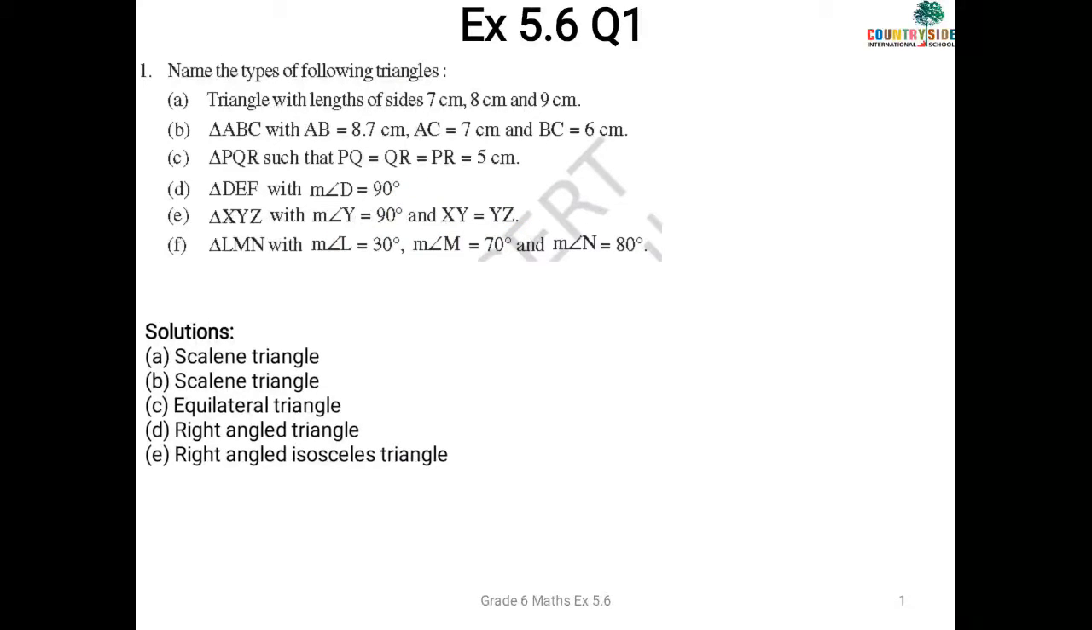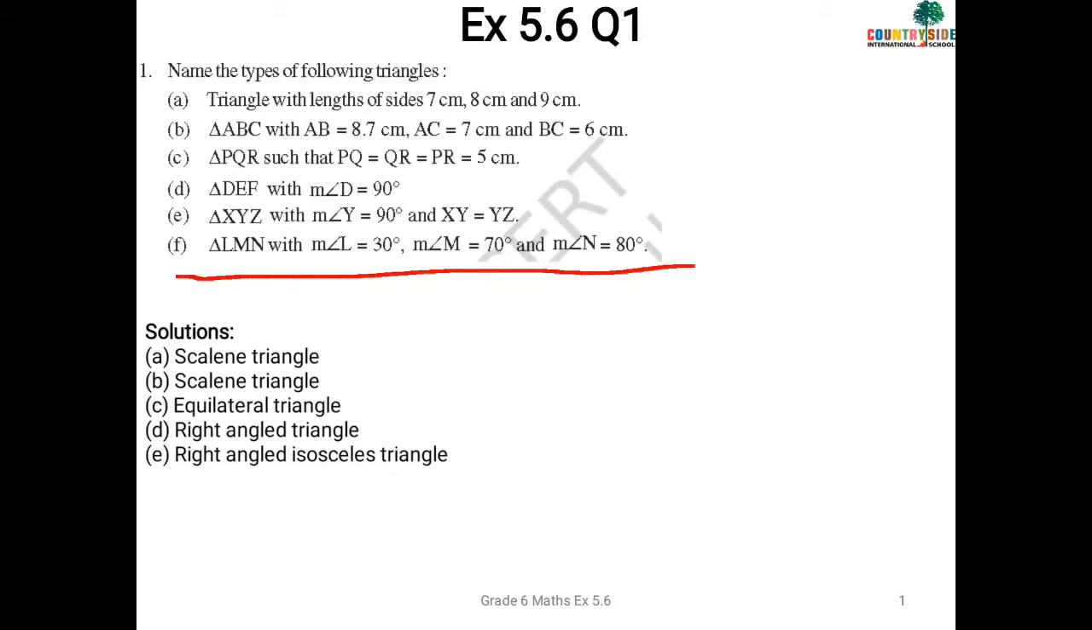Now the last one, measure of angle L is 30 degree, angle M is 70 degree and angle N is 80 degree. So here in part F, all three angles are less than 90. And what is less than 90? Yes, acute. So the answer is acute angle triangle. So this was a very easy question. Now let's solve question number 2.